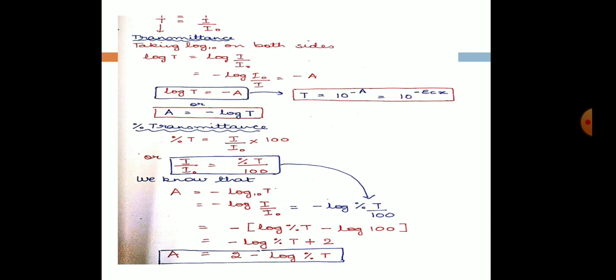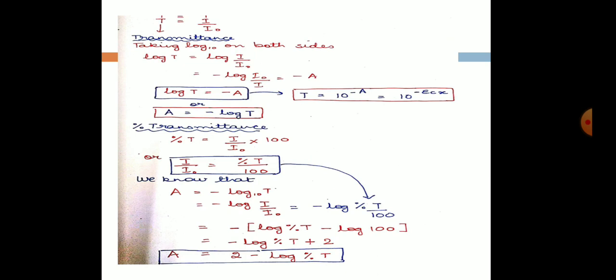Now we can also derive some other relationships between transmittance and absorbance. Through this slide we can see that transmittance is the ratio of the intensity of the light transmitted by the sample to the intensity of the light incident on the sample. That is, T is equal to I by I naught. I is the intensity of the transmitted light, I naught is the intensity of the incident light.